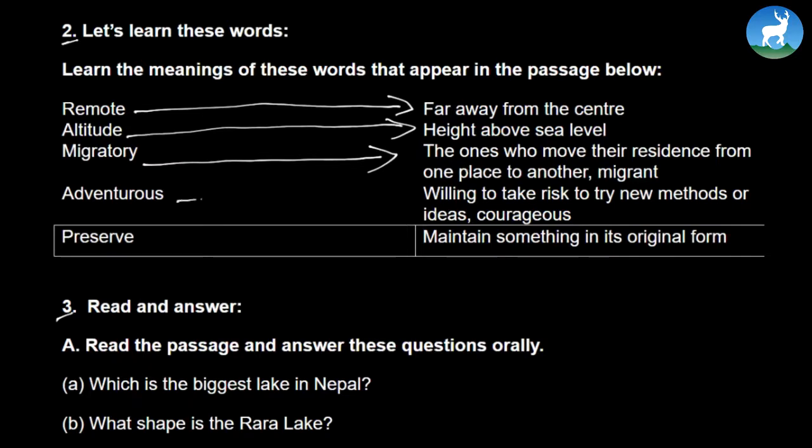Adventurous. Are you an adventurous person? Adventurous are those who are willing to take risks to try new methods or ideas. They're also called courageous. They're adventurous. Now, preserve is to maintain something in its original form. So these are the meanings of these words. So here we have words, and these are the meanings.